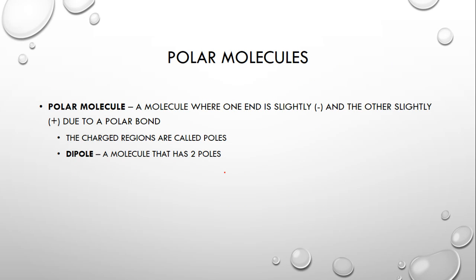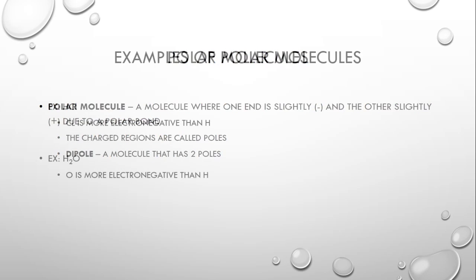Polar molecules have poles, and poles are extremes or opposites. So a polar molecule is one where you have a slight positive and a slight negative end. They have what's called a dipole moment. They end up with two opposite poles. We're going to look at this as we move forward.